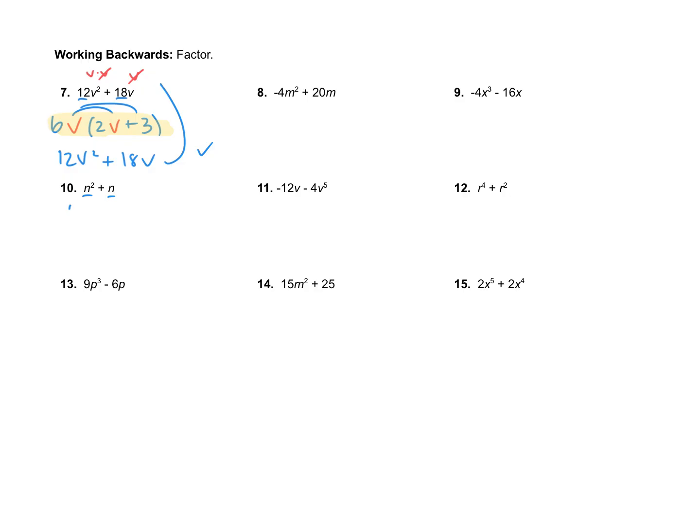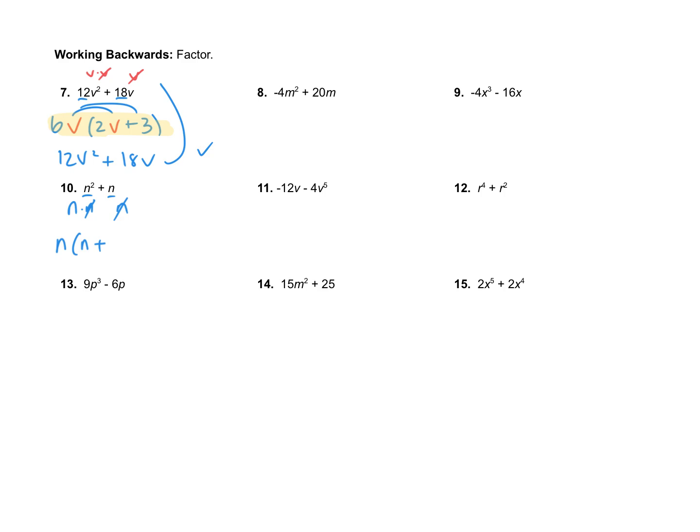This first one has 2 n's. The second one only has 1. That means if I want to pull something out of both, I can pull an n out of both. So this n is gone and that n is gone. This is where we need to be careful. I'm left with an n.